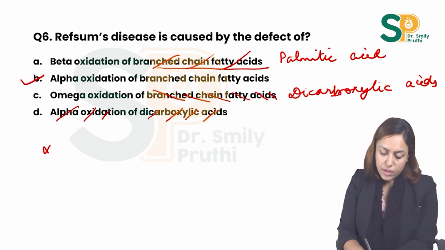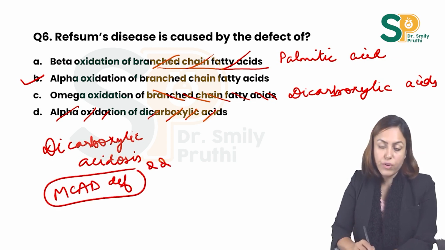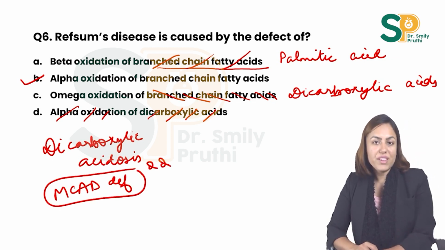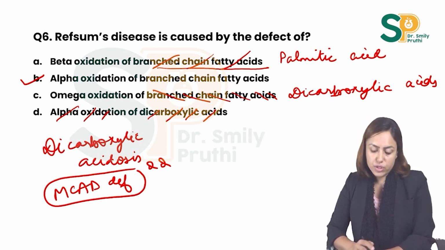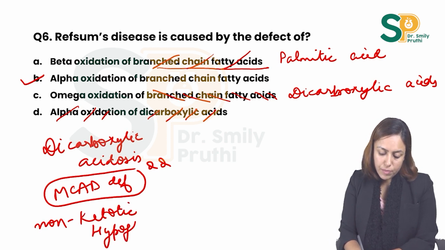Now, there is one disease where dicarboxylic acidosis occurs. That is MCAD deficiency, which is also a very, very important topic. Do revise this, MCAD deficiency. In MCAD deficiency, there is non-ketotic hypoglycemia.